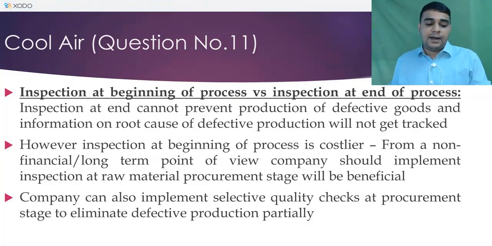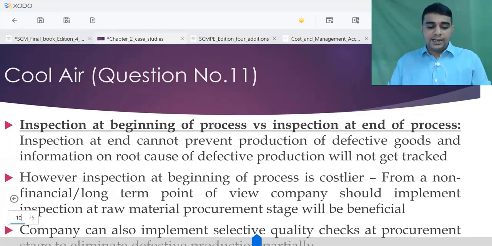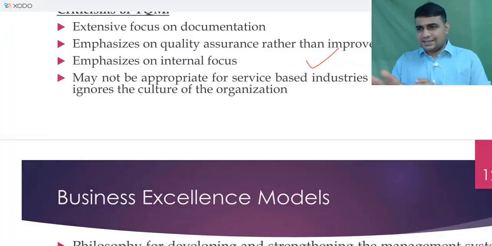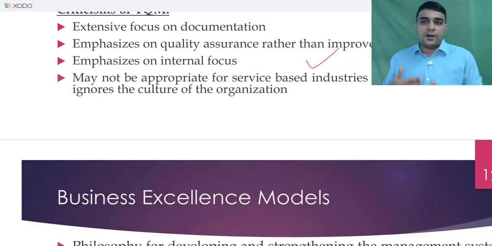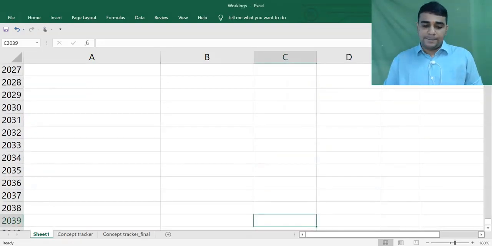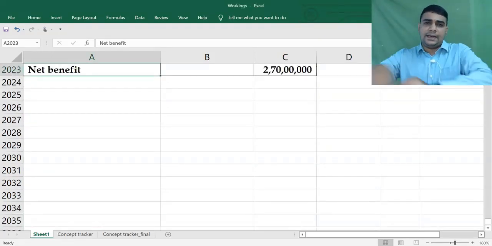The latest study material has a different coverage as far as business excellence model is concerned, and the earlier study material has a different concept. The crux remains the same, but still there are a lot of changes which have happened. Let's first understand what business excellence model says before I go to the PPT and explain it.